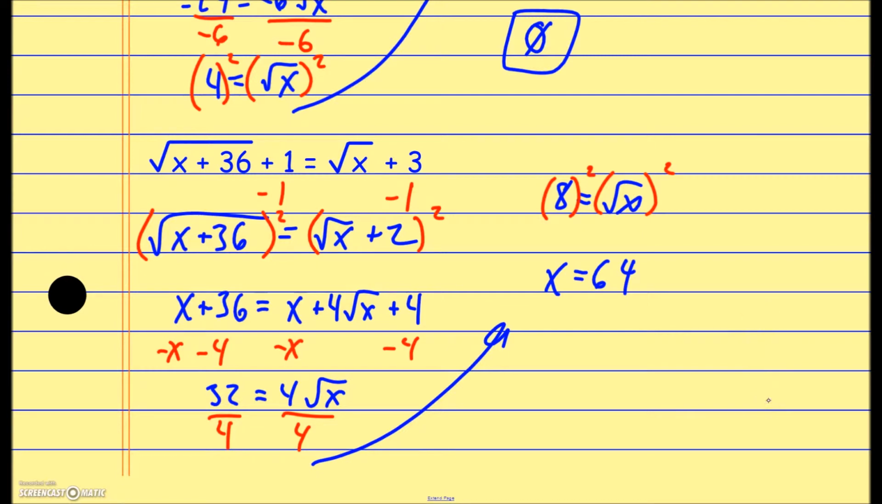When I plug it in on the first side, I have 64 plus 36, which is 100. Square root of that is 10, plus the 1 is 11. So when I plug it back in, I get 11 on the first side. On the other side, I get the square root of 64, which is 8, plus 3 is 11. So that one does indeed work. So I do have a valid solution here. Okay, but again, make sure you plug it in, check for extraneous solutions. All right?